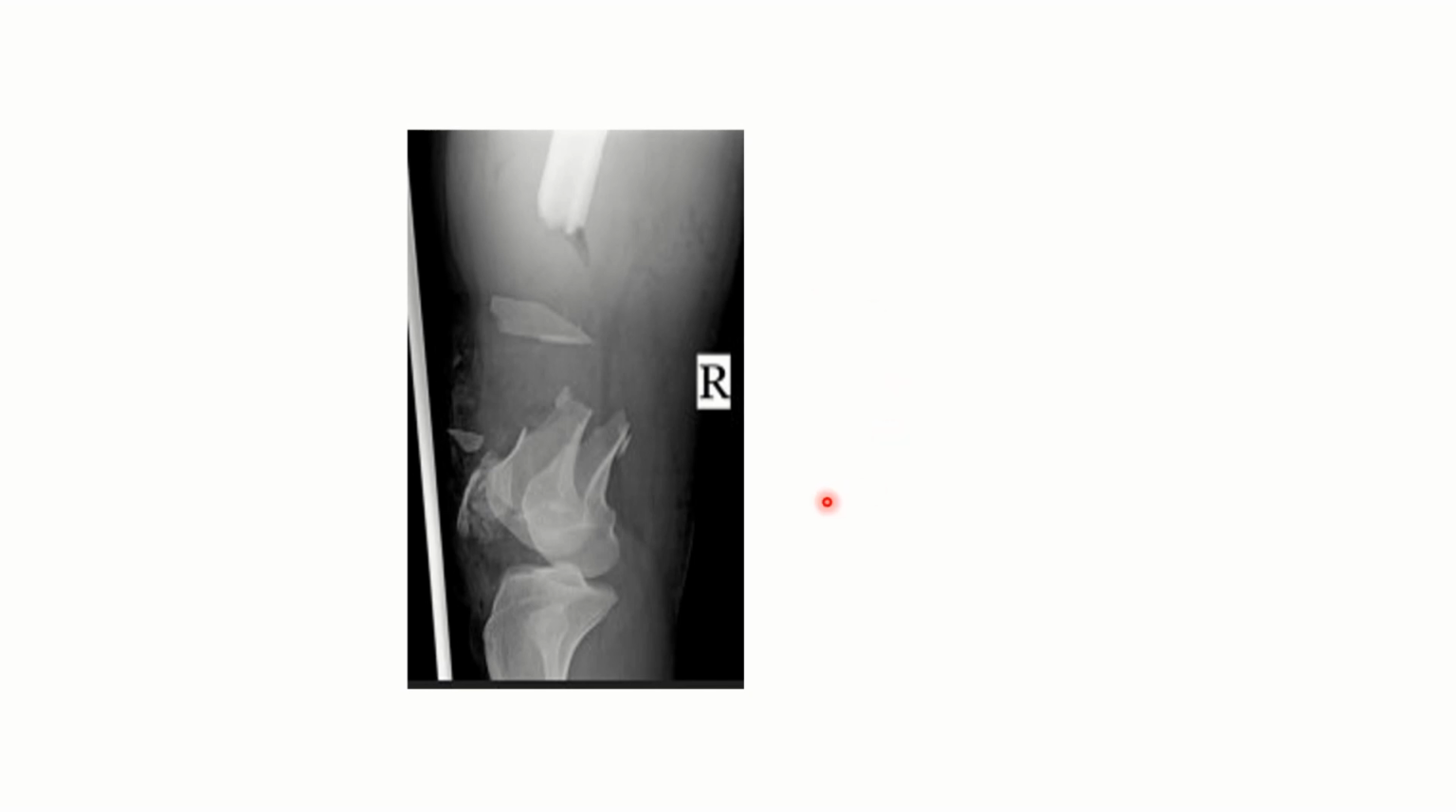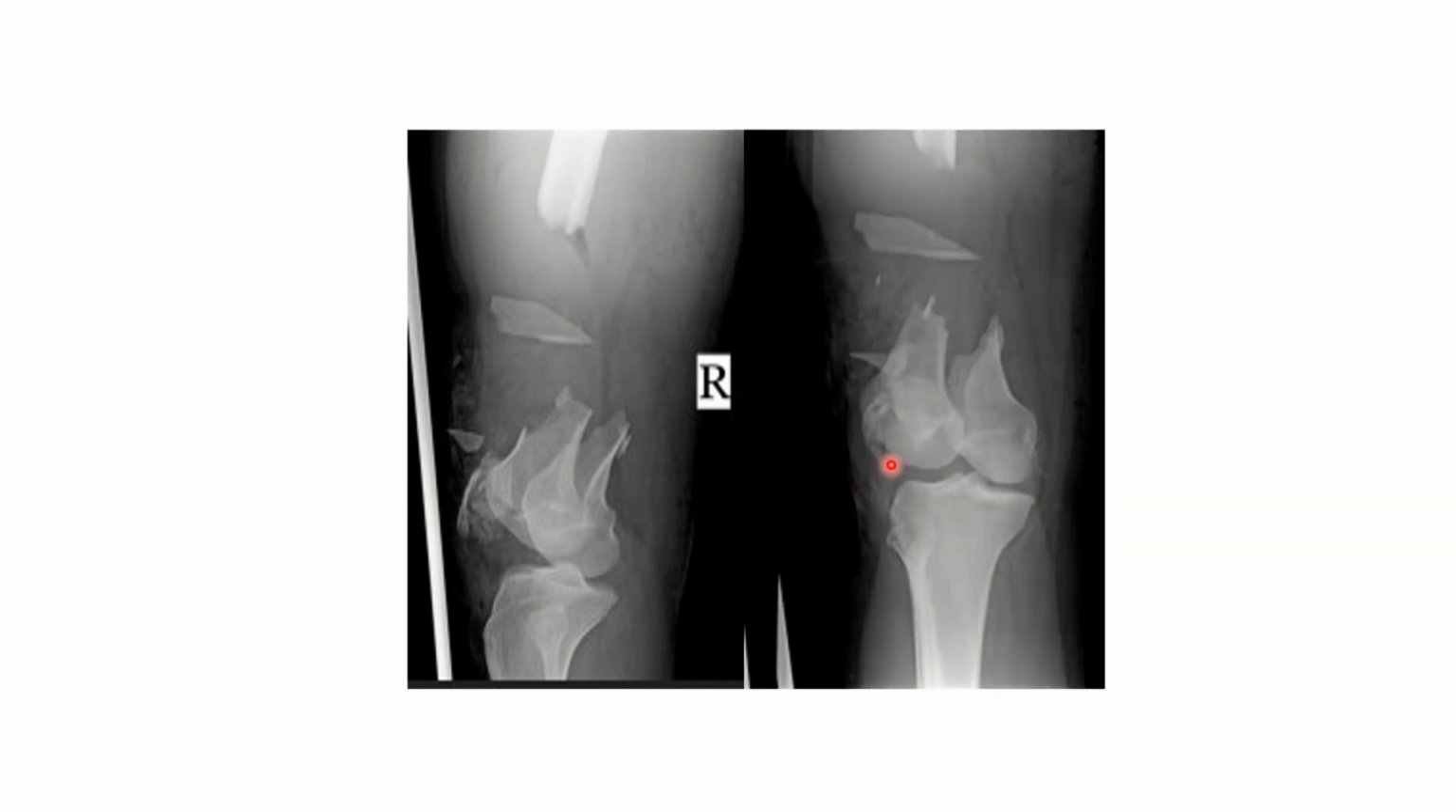Here, this is a high velocity injury in which there happens to be a bone loss in the distal femur. So these are fractures with bone loss, and depending upon the amount of bone loss, it could be either less than 50% or, as in this case, more than 50%.